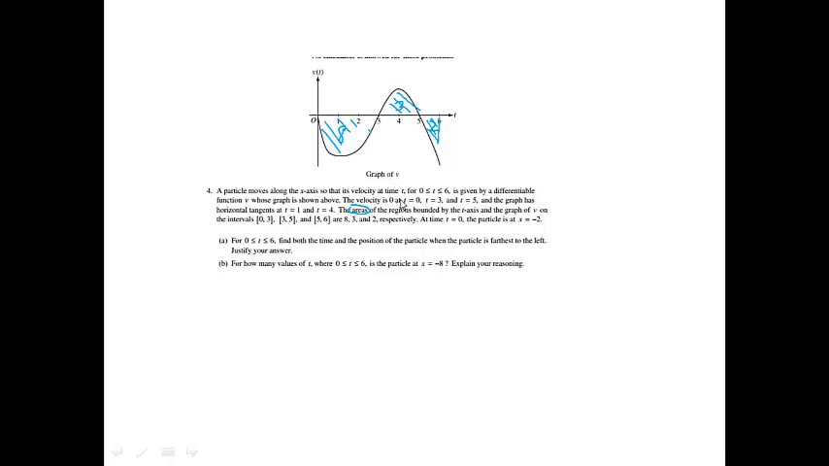Okay, part A, it says for 0 to 6, find both the time and the position of the particle when the particle is farthest to the left. If I'm moving to the left, that's going to be talking about velocity. I need to figure out an absolute minimum, because if that's an absolute minimum, I'm farthest to the left. There are a couple of different ways to look at this problem, and you can look at which one makes the most sense to you.